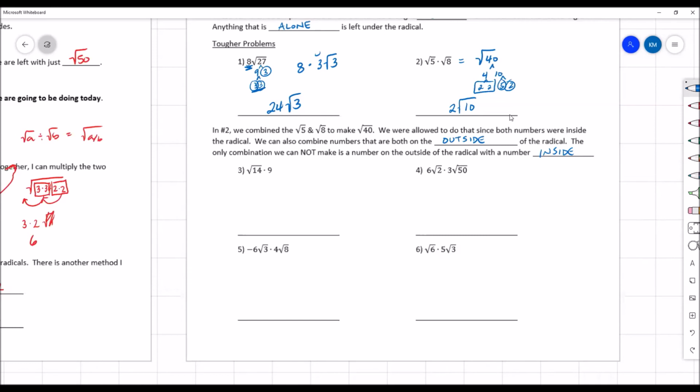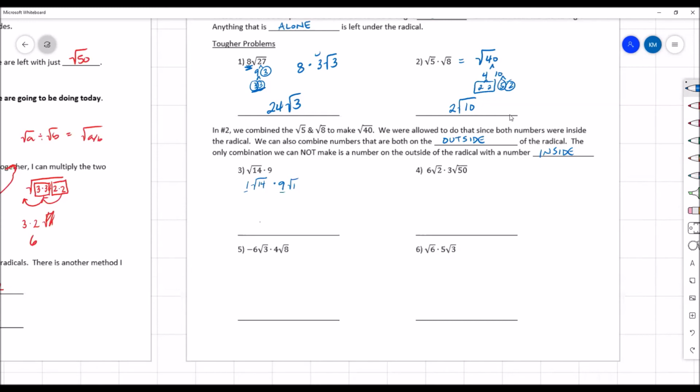Okay, and so what we'll do, and I'm just going to kind of do a long way for this first one. Radical 14 is actually 1 radical 14, and 9 is kind of 9. Okay, we could call it radical 1. Never have to do this again, but I want to show you why this works out. Okay, so our rule is inside by inside, outside by outside. The numbers that are on the outside, 1 and 9.